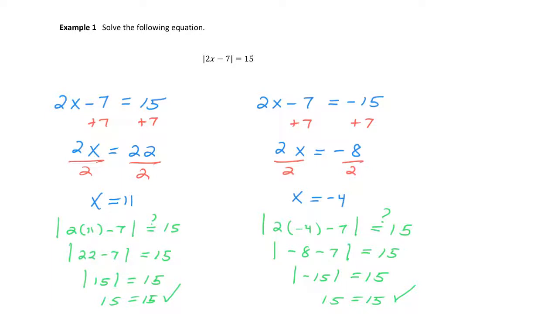They're the only solutions. But again, this is our strategy. We need to get rid of the absolute value symbol, and to do that, we break it up into two separate equations.